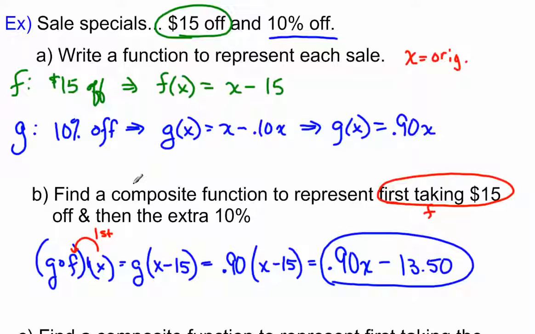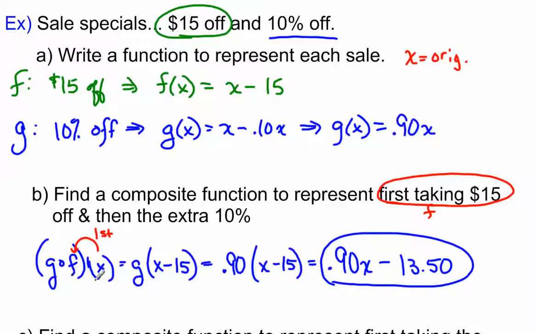Okay, now what if we want to find a composite function that does first the $15 off and then the extra 10%? All right, so I'm going to start with my x, and the first thing I want to do is f and then g, so I'm working backwards. What I'm really looking for is g of f of x.